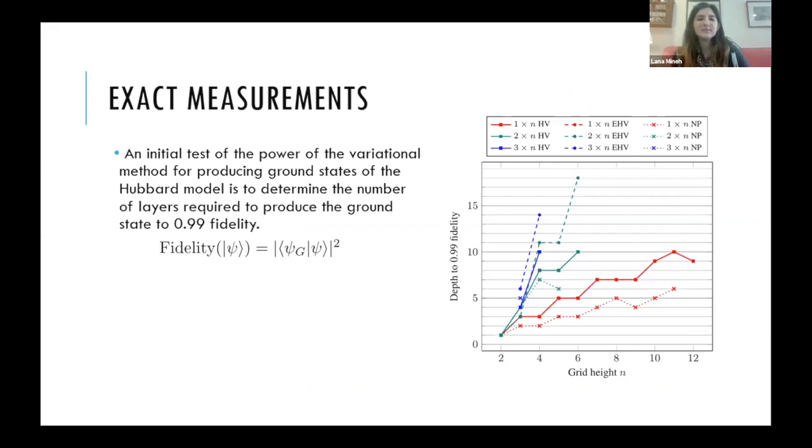So with the exact measurements, we tested every grid size up to 12 sites. And we tested the standard Hamiltonian variational, our swap network version of the Hamiltonian variational, and the number preserving. An initial test you can do is to determine how effective your ANSATZ is, to find out what ANSATZ depth you need to produce the ground state to 99% fidelity. As you can see, number preserving tends to perform better because it has way more parameters.